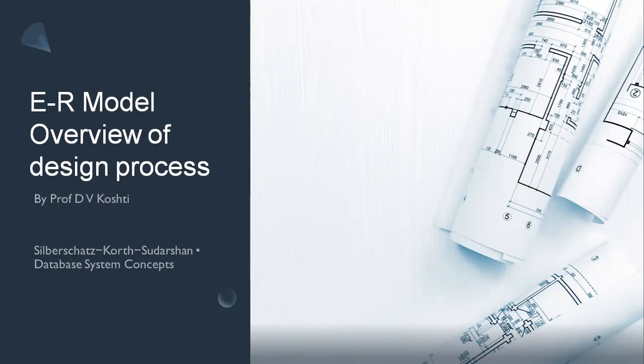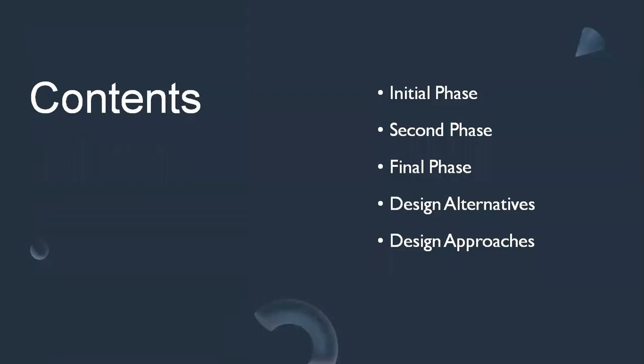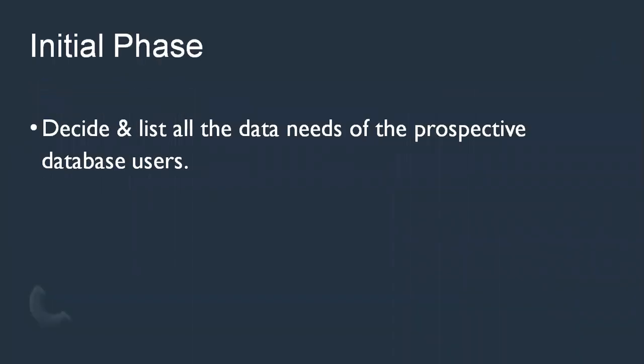Let us start with the contents. The contents of today's lecture are initial phase, second phase, final phase, design alternatives and design approaches. So let us go through each point. First point is initial phase. Whenever we want to design a particular ER model, we must go through all these phases. Out of these, first phase is initial phase.